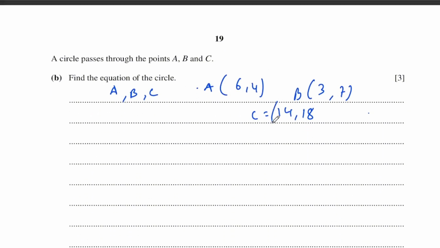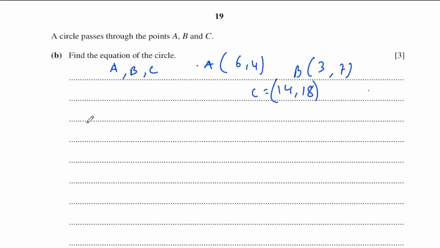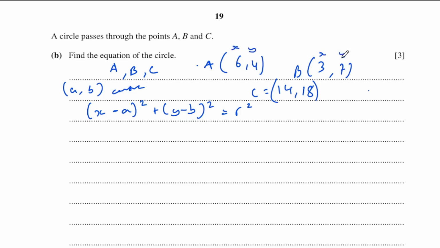Okay, and what we have to do, first of all, we know an equation of a circle looks something like this. x minus a squared plus y minus b squared equals r squared, where a, b is the center. And so we could make equations like this for each of them. So here your x and your y, your x and your y, your x and your y. You can get 3 different equations.